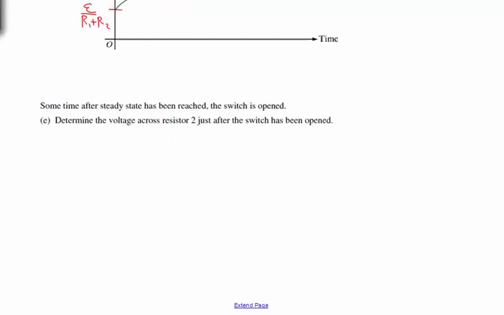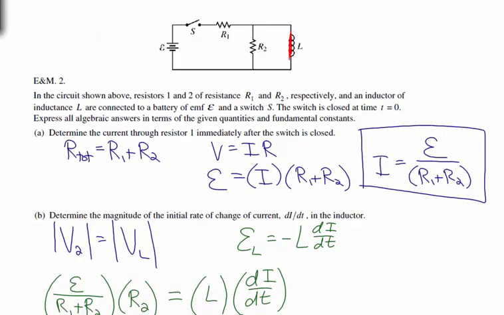The final question says, sometime after steady state has been reached, so when we've reached that maximum current, the switch is opened. Determine the voltage across resistor 2 just after the switch has been opened. So if we go back and look at this circuit, we had the switch closed, and so current was flowing. Now when we open that switch, we would normally think the current is going to immediately stop. But because of this inductor, if there was current flowing through it, there was a magnetic field through its center. So there was magnetic flux through the coil.